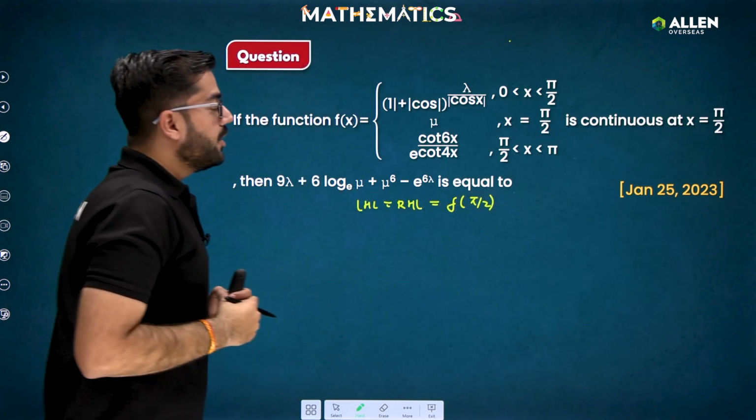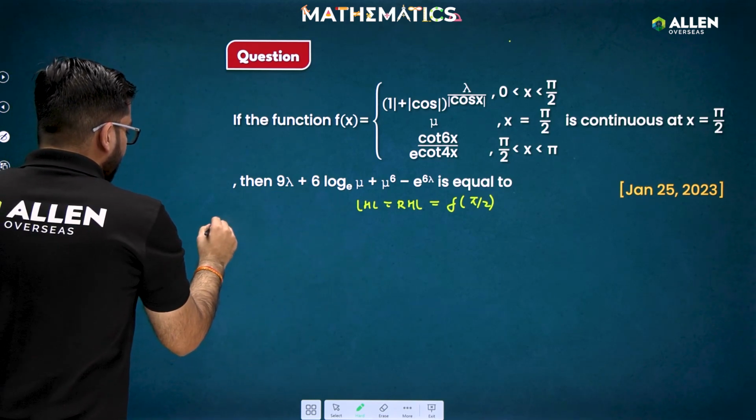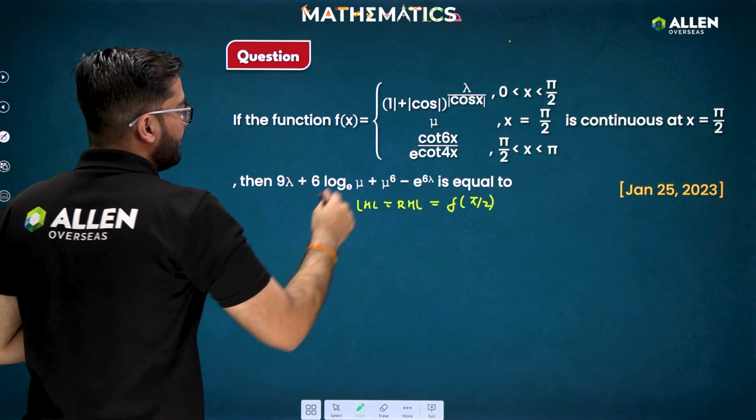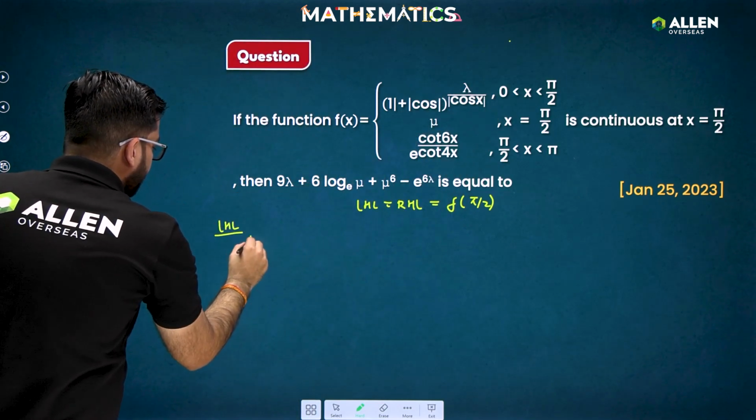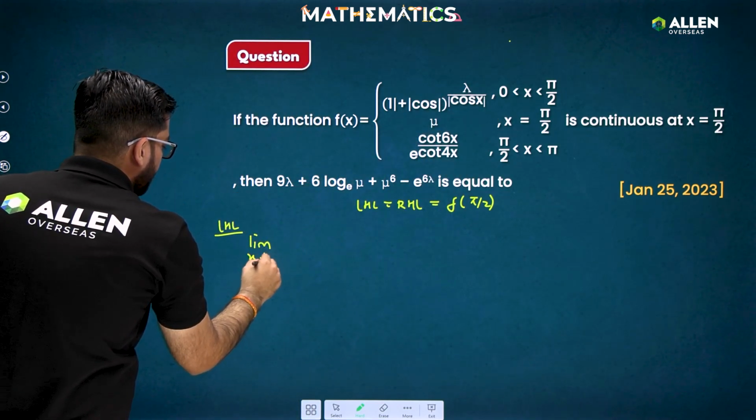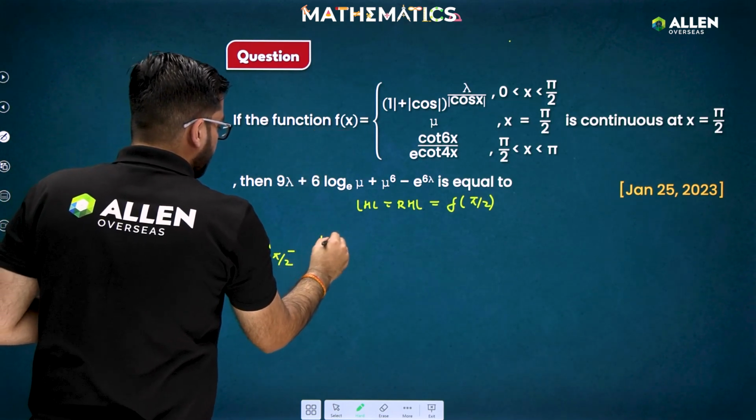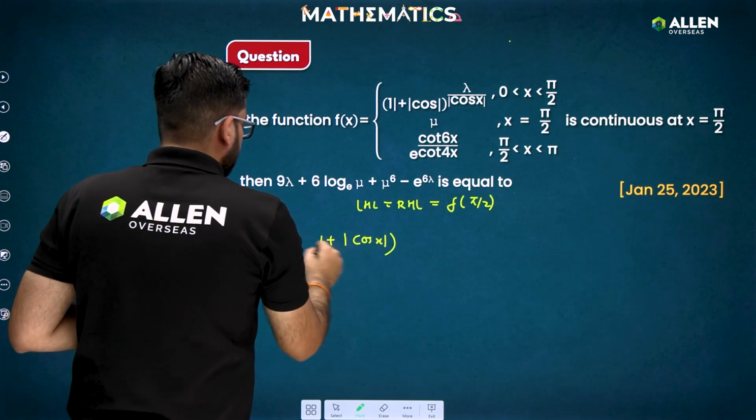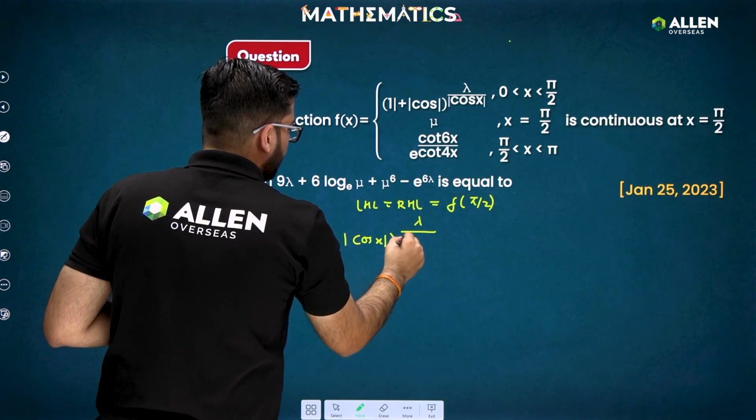Getting my point? So here I just want to pick one by one, that is the left hand limit. When I talk about the left hand limit, definitely this function will work for us. So the left hand limit, that means the indication is limit x tending to pi by 2 minus, and the function we have is (1 plus mod cos x) whole power lambda, and in the denominator we have mod of cos x.